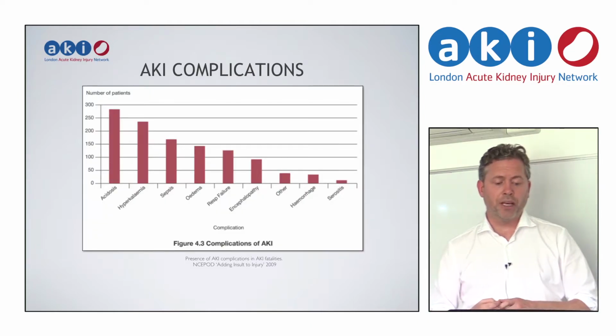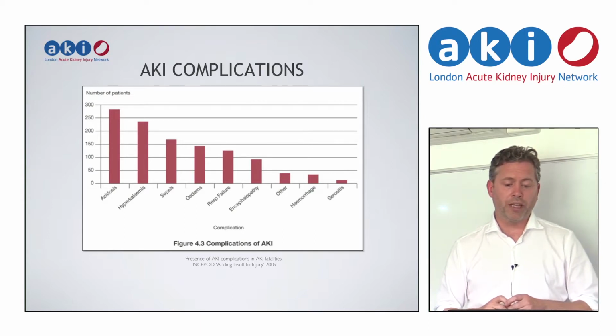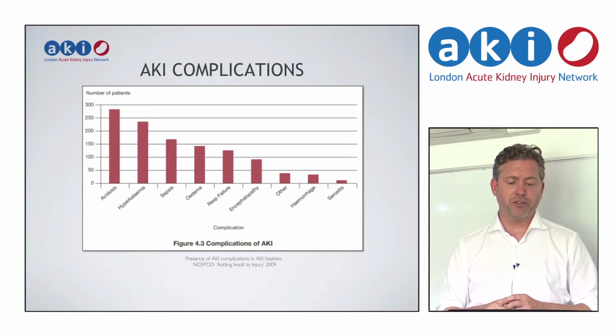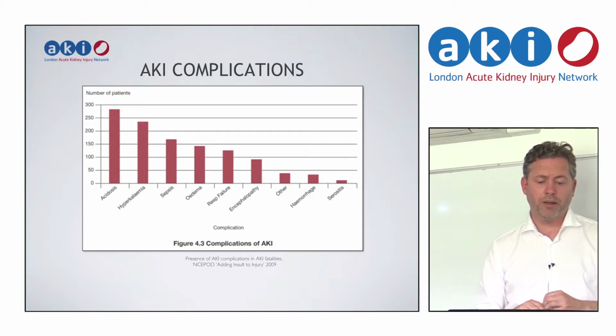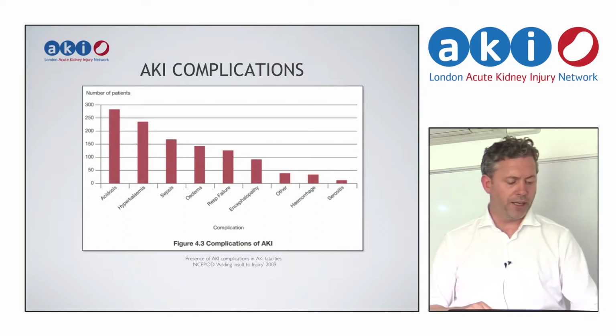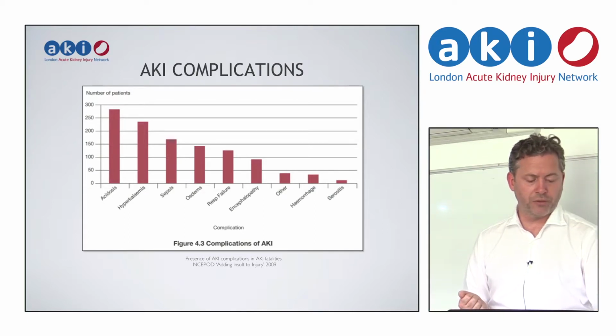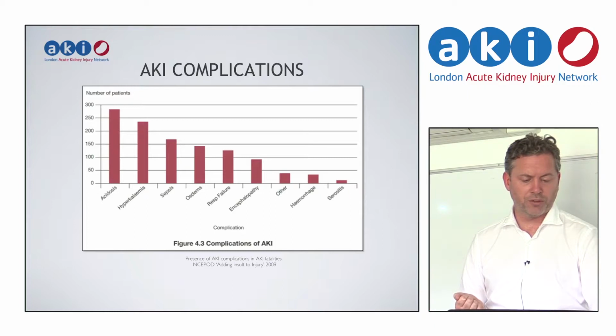This is a slide from the NCEPOD inquiry looking at deaths with acute kidney injury in the UK. And we can see that of patients who died with AKI, acidosis and hyperkalemia were demonstrated through case notes review to be significant causes of death.